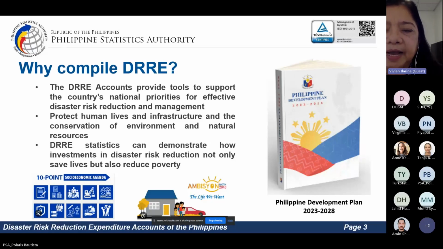We have highlighted the concern for disaster and climate change in our Philippine Development Plan, also in our long-term vision for 2024, and also in our current Philippine socio-economic agenda.